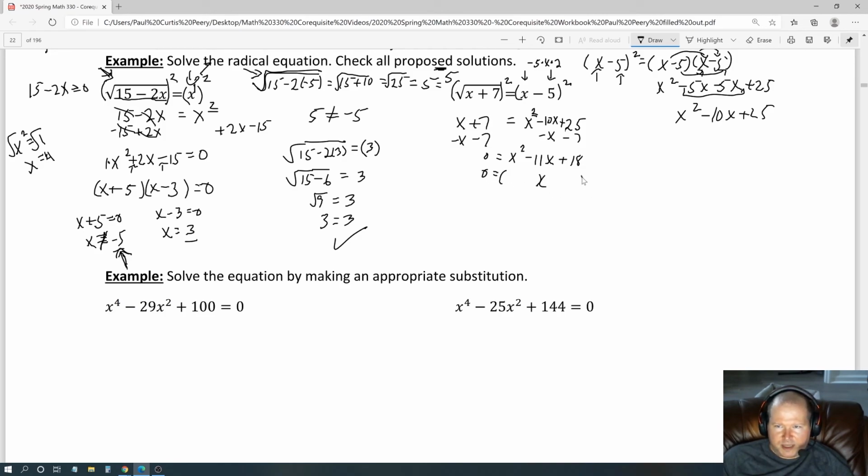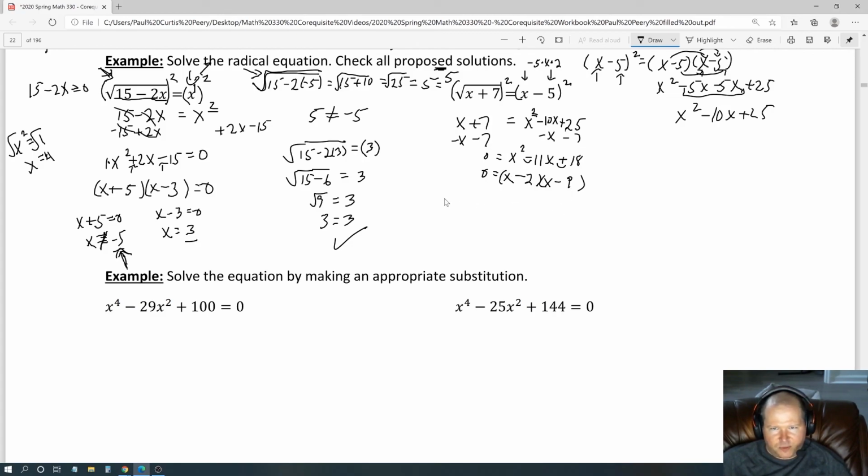two numbers that we can multiply together to give you a positive 18 that if you add together give you a negative 11, right? So it's going to be matching because it ends in a positive, matching both negative. And you'll end up with 2 and 9, right? Because 2 times 9 is 18, and negative 2 plus negative 9 is negative 11. So it looks like that way.